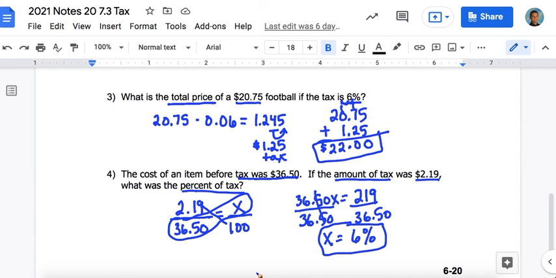So remember, when we're calculating tip or tax, we can multiply the cost by the percent as a decimal. And then we have to decide whether it's asking for just the tip or tax in this case, or it's asking for the total with the tip or tax.